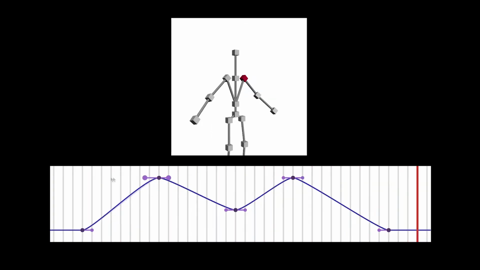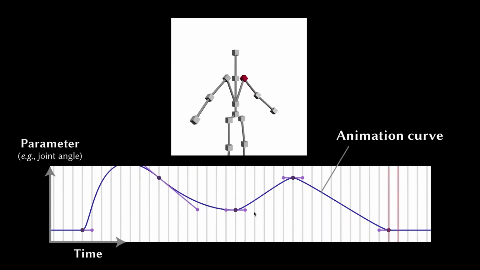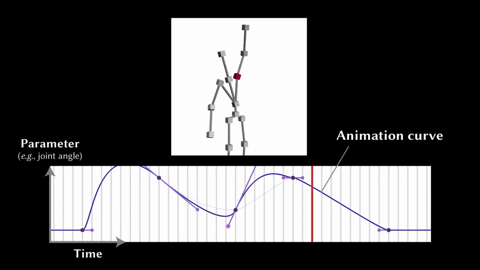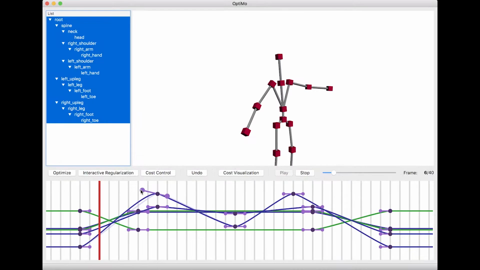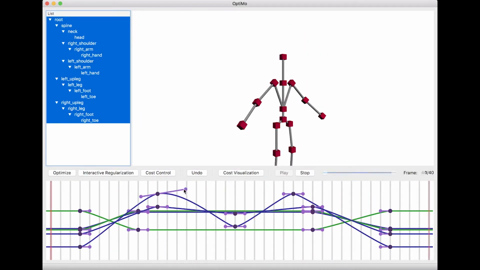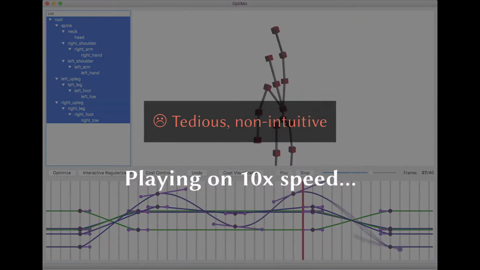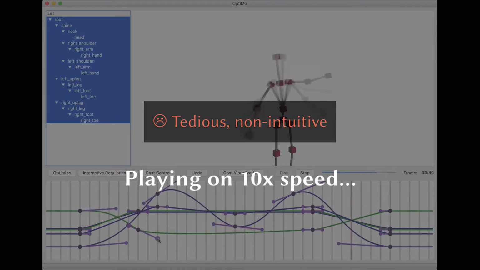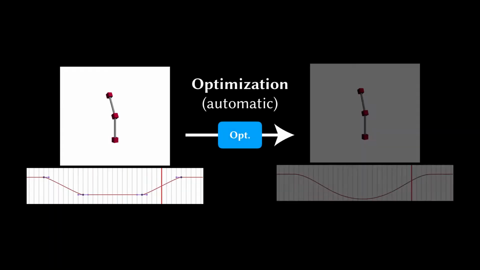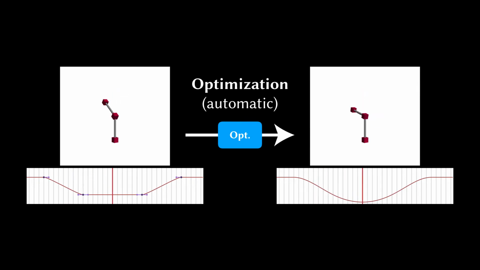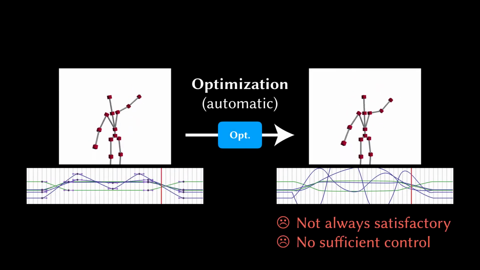To create a nuanced, high-quality character motion, careful editing of animation curves is important. Animators have to manually adjust many control handles, which requires tedious and non-intuitive trials and errors. Numerical optimization can fully automate this adjustment, but the result is not always satisfactory, and it does not provide sufficient control.